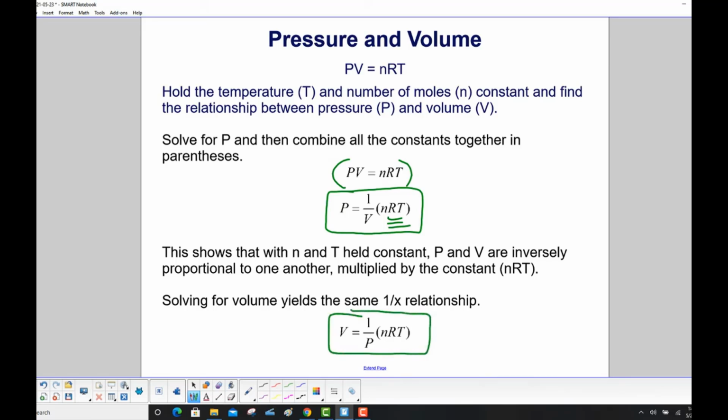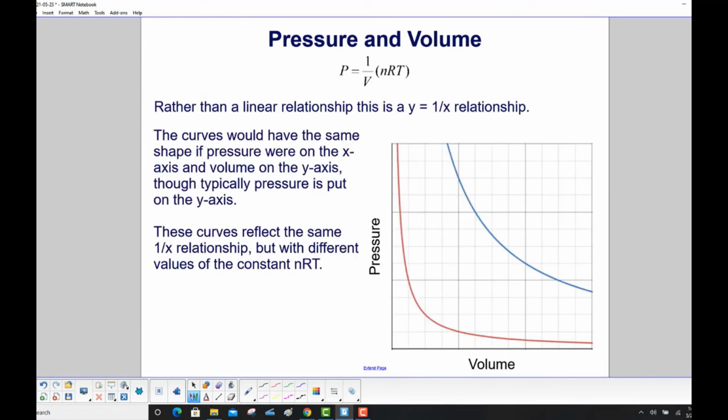Right? This time we have volume is 1 over P times nRT, and up there we have P is 1 over V times nRT. Rather than a linear relationship, this is a y equals 1 over x relationship, and this is just a constant here. The curves would have the same shape if we reversed the pressure and volume axes. Right? If we put the pressure on the x-axis and the volume on the y-axis, but typically you put pressure on the y-axis right over here.